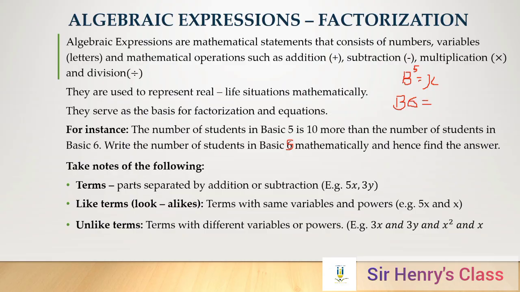Alright, so let's read the statement again. It says that the number of students in basic 5 is 10 more than the number of students in basic 6. So if in basic 6 we have only x students, let's say we don't know, so x students, to find basic 5 we would have to add 10 to those in basic 6, so x plus 10, in order to get the students in basic 5. That is what this statement means.